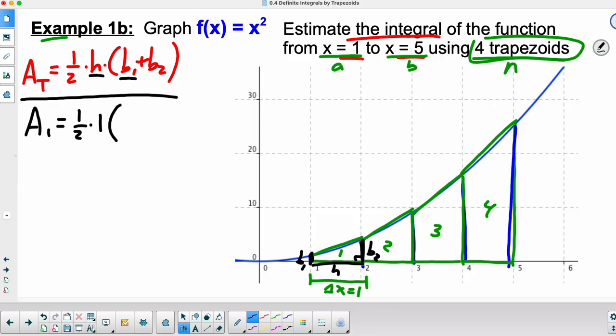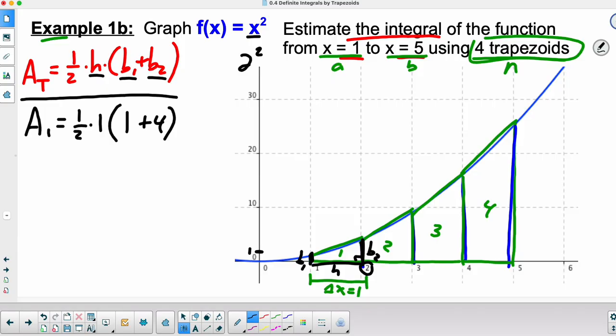Well, it's whatever my y value is at 1. So if I plug 1 into x, what's 1 squared? 1. I'm going to have my first base is going to be a height of 1. It's going to be up here at 1. My second base, so base 2, well, it's at 2 is the y value. So if I plug 2 into this, what's 2 squared? That's going to be 4.